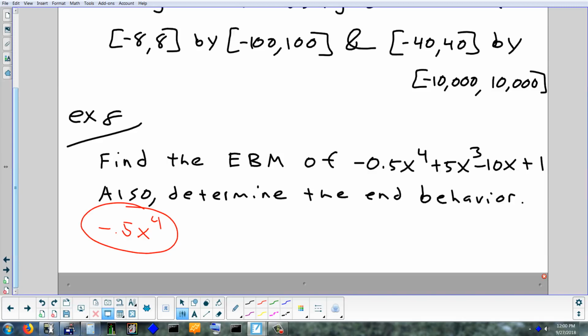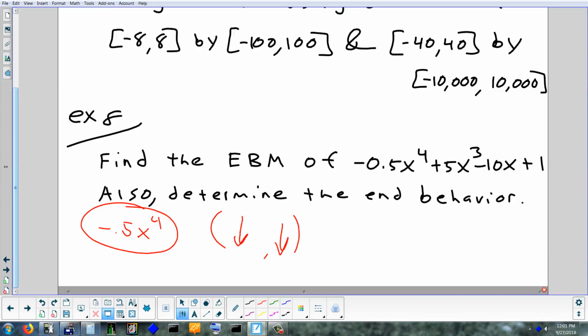Now they want to know the specific end behavior. So this is a negative number in front, even exponent. We can do it as the arrows if you want. What's this graph going to look like on the left and on the right? Just want to know up or down. Yep. Down and down. This particular graph is like an upside down parabola. Any questions on that?